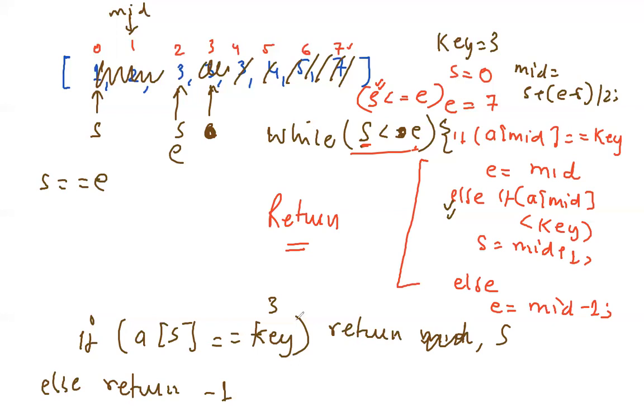In binary search, that's the most confusing piece: s less than or equal to e, or s less than e. Rule of thumb: if you're returning from the while loop, s less than or equal to e. If you're not returning from the while loop, s less than e. That's it. Did you get the understanding of how to find the first instance of an element?